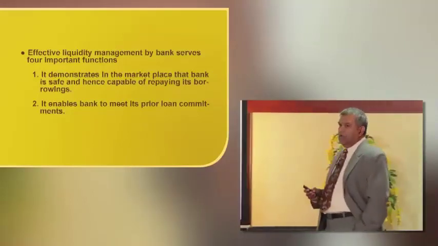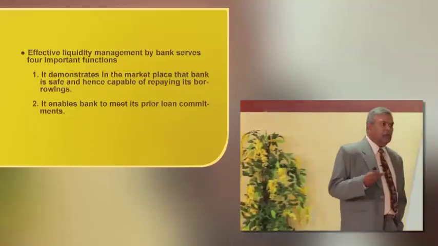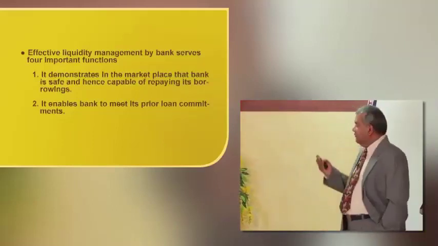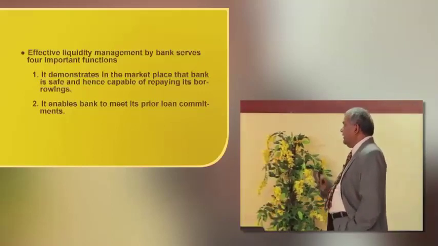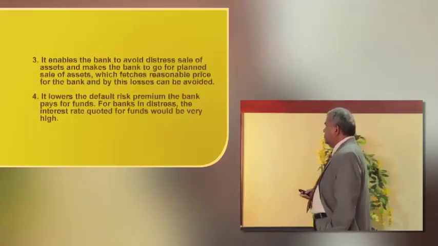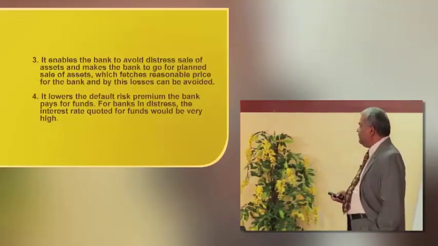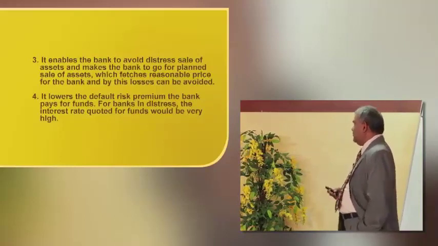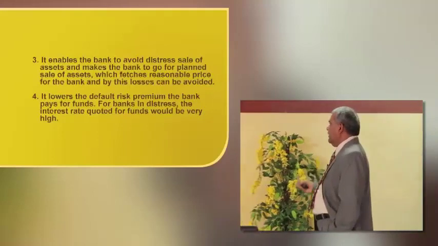So when the loan sanctions are given and the bank says that you come next Monday or Tuesday and draw the money, the borrowers also have confidence; they come on such and such a date and take the money with the prior commitments. 3. It enables the bank to avoid distressed sale of assets and make the bank go for planned sale of assets, which fetches a reasonable price for the bank, and by this, loss can be avoided. This point I have already explained.